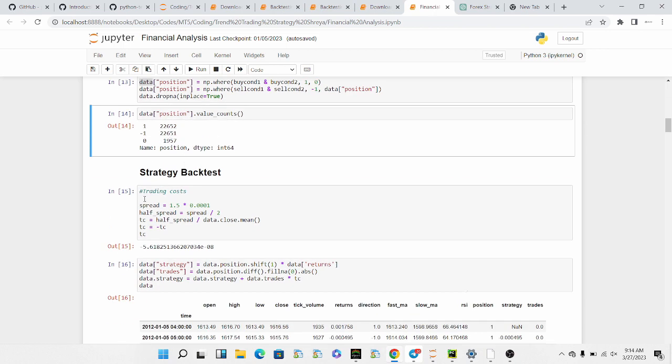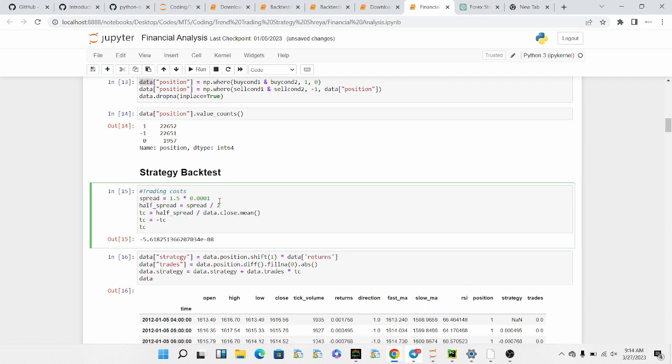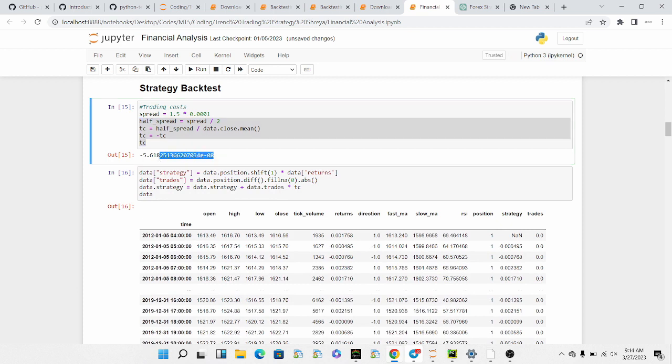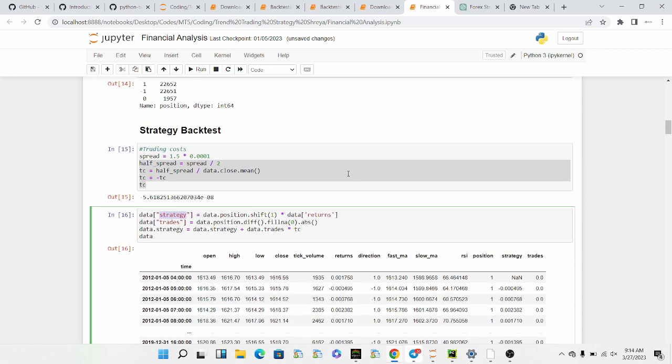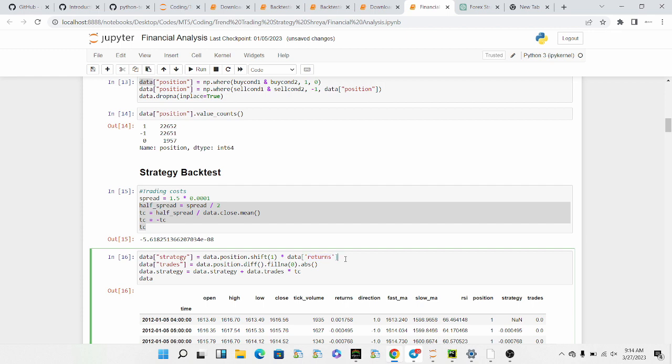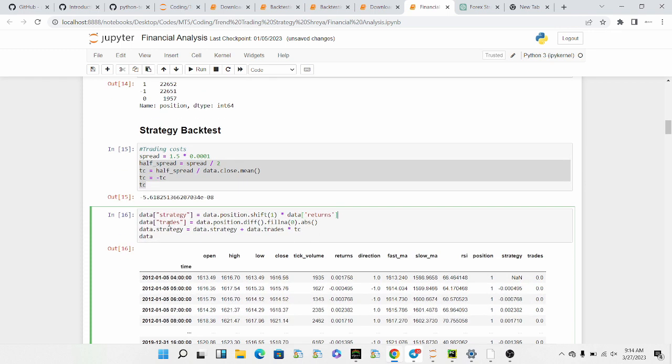So we proceeded to create our trading cost, which is our average trading cost for gold. You can see we have that value here as well. We then created our strategy, which is the current position shifted, multiplied by the returns. We also added our absolute trade section, and the strategy would now be the strategy minus the trade multiplied by the trading cost. Trading costs are very important to include in the strategy.